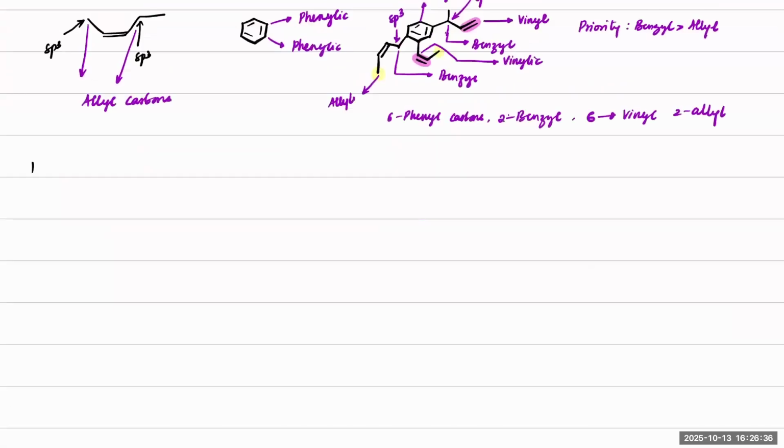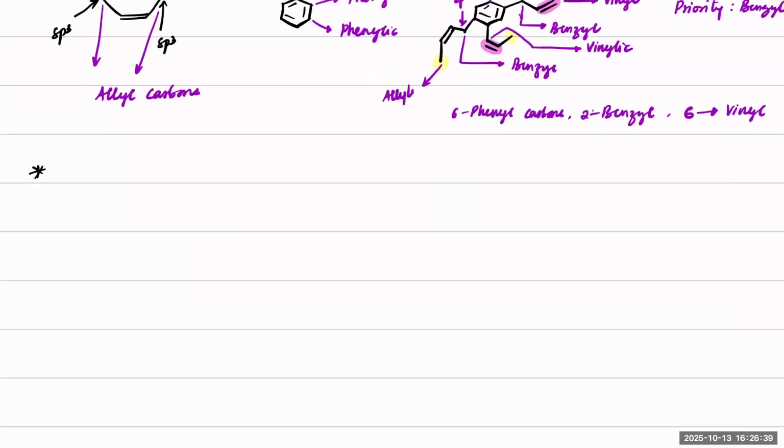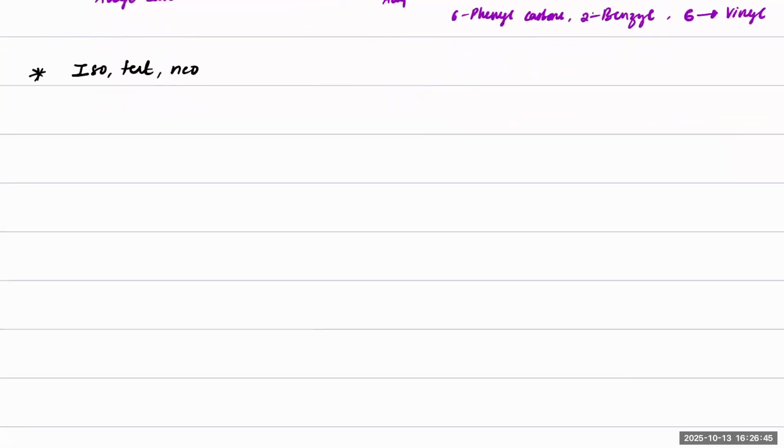See the next classification. The next classification is based upon the wording that needs to be used: iso, tert, neo. When do we use this part? Suppose you have butane like this. In butane, if there is any extra methyl group coming on top of it like this, then this group will be called the iso position. In short, how do we put the iso position?